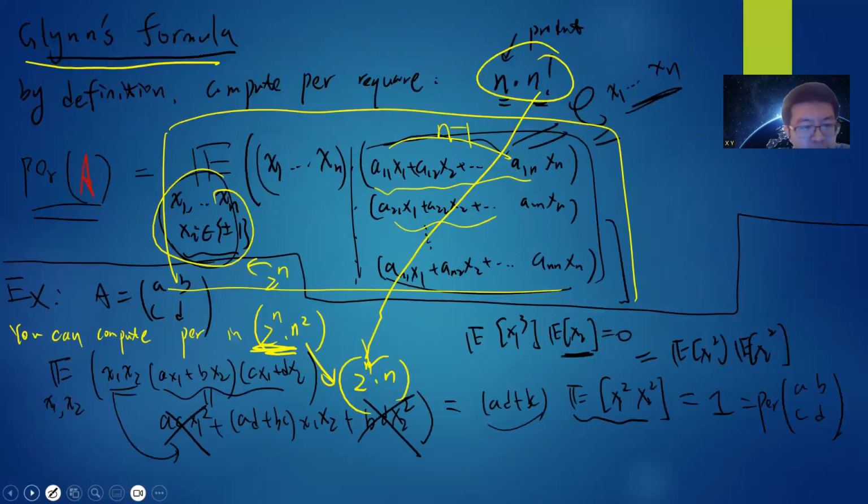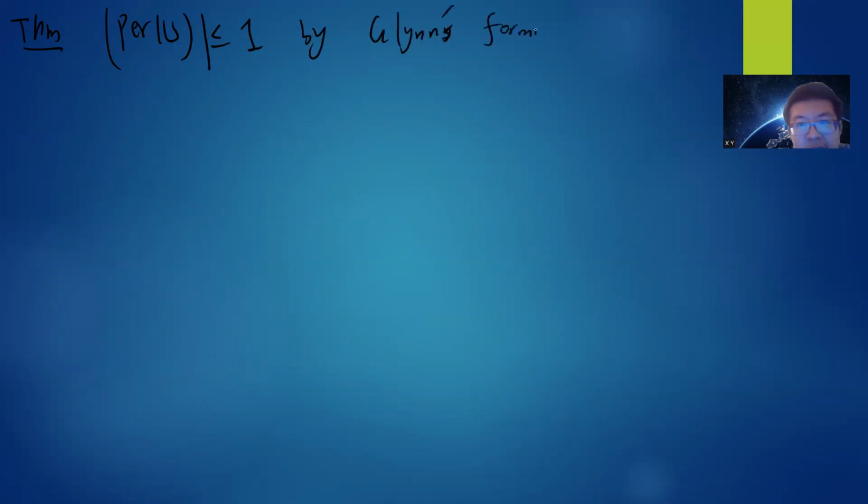Okay, so for the rest of the video, let me just prove the following fact: the permanent of u is bounded by 1. We can prove it by Glynn's formula. It's very non-trivial. By the way, if you know boson sampling, then this will be trivial, but you need a lot of work to show there's some homomorphism between the Fock space and the creation and annihilation operators.